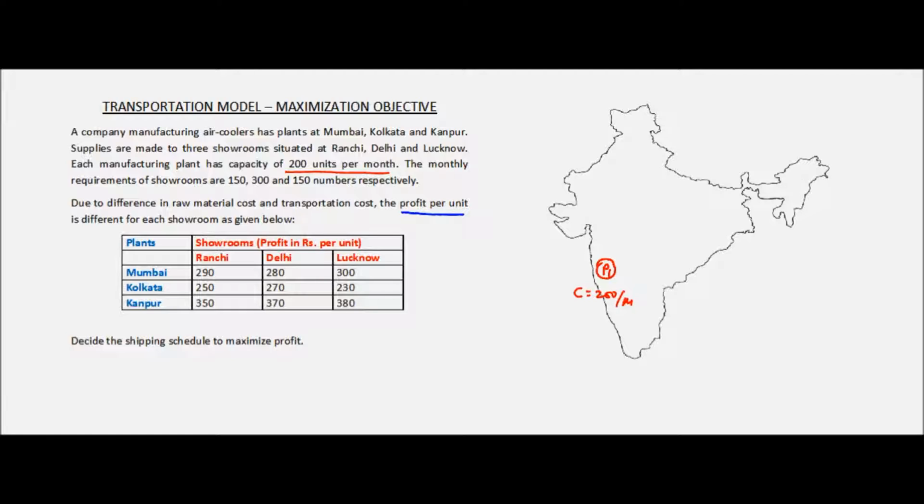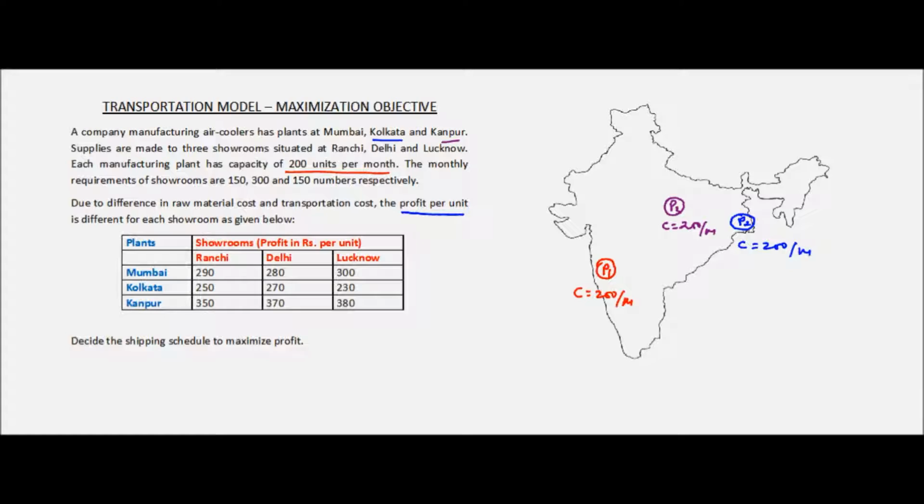Now the next plant is in Kolkata. So let's say this is the second plant, P2, and this has the same capacity because all the 3 plants have the same capacity, 200 units per month. So capacity is 200 per month. And the third plant is in Kanpur. So let's place the plant here. This is P3 and this also has the same capacity, so capacity is 200 per month.